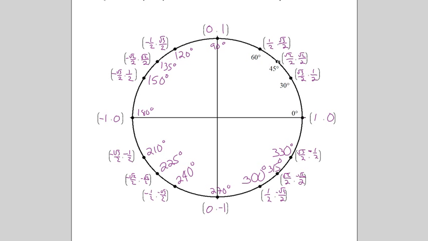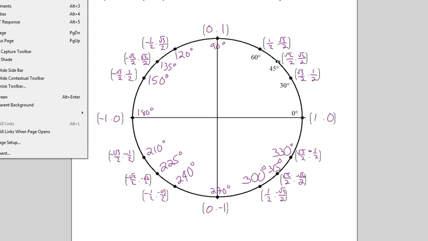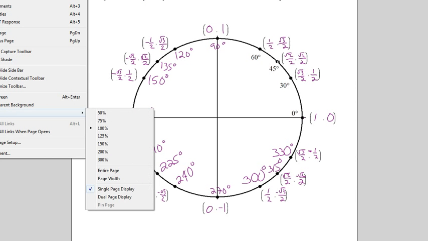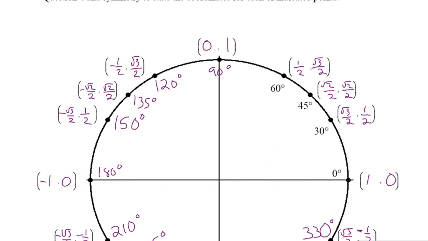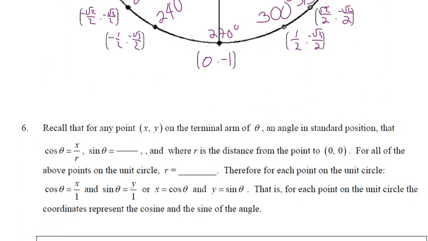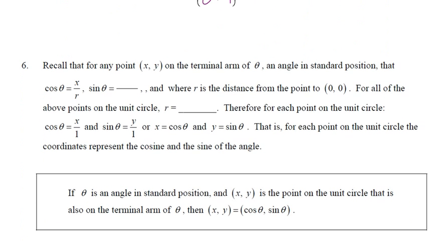Okay, so let's go back to a full page width. Page width. And scroll down. Recall that for any point x, y on the terminal arm of an angle theta in standard position, cos theta is x over r, sine theta is y over r, where r is the distance from the point to 0, 0.